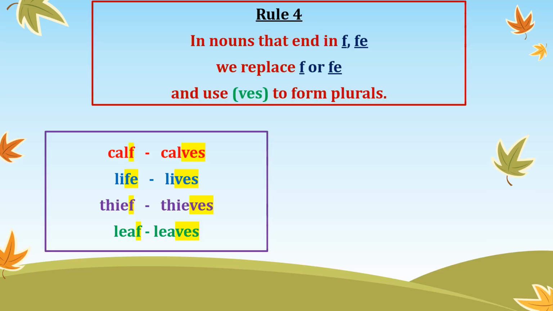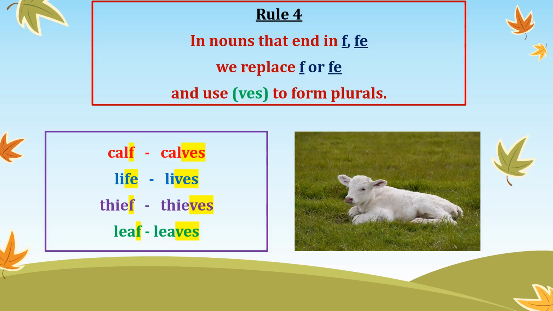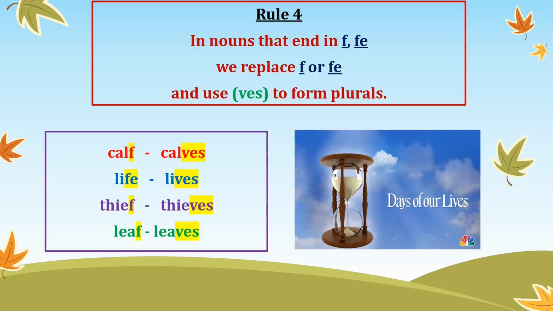Let us see here in these examples. The first word here is calf. This word is ending with F. You just have to cut F and use VES. The next word is life and this is ending with FE. Simply cut FE and replace it with VES.